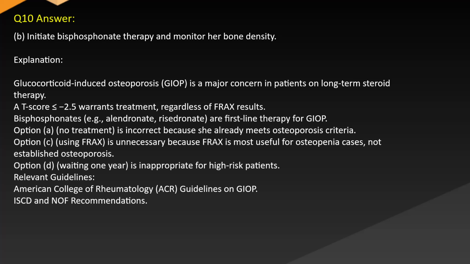Option A, no treatment, is incorrect because she already meets osteoporosis criteria. Option C, using FRAX, is unnecessary because FRAX is most useful for osteopenia cases, not established osteoporosis. Option D, waiting 1 year, is inappropriate for high-risk patients. Relevant guidelines: American College of Rheumatology, ACR, guidelines on GIOP, ISCD-NOF recommendations.